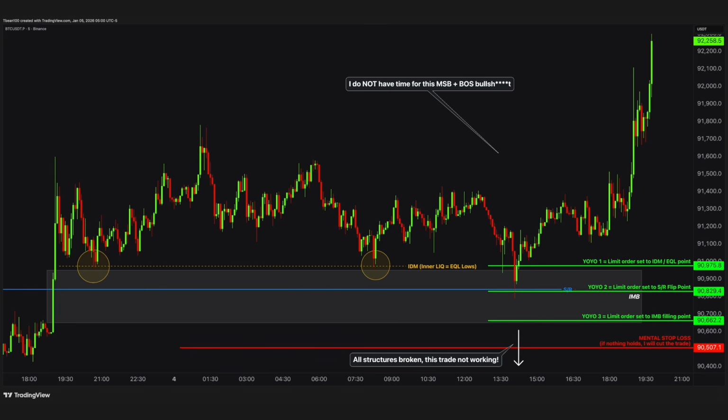For example, if all the structures, in this example bullish structures, are broken and price is not moving in your direction at all, that is your biggest and clearest clue that it is time to cut the trade and walk away.